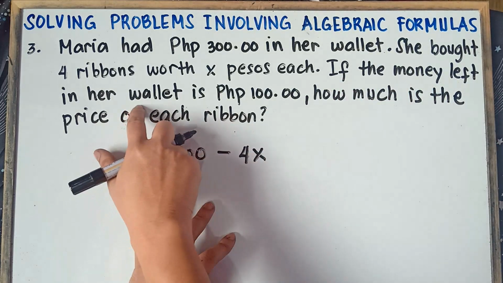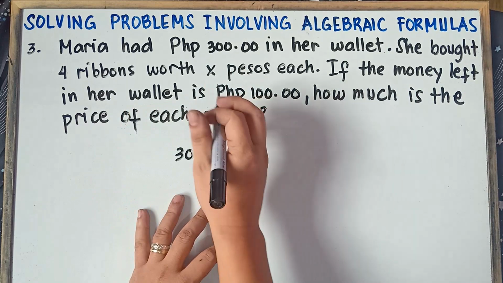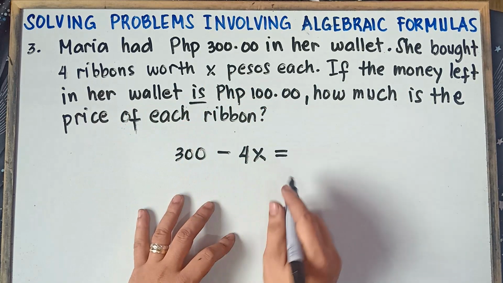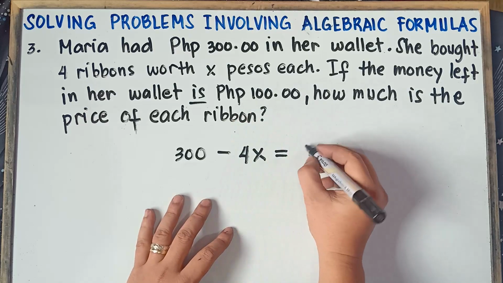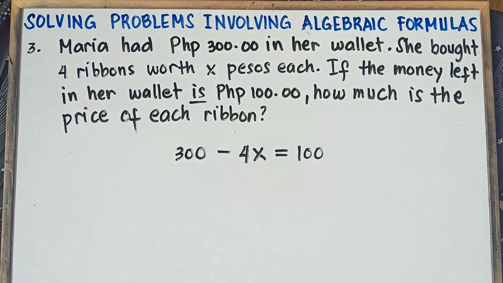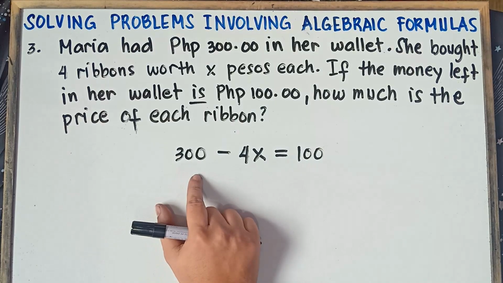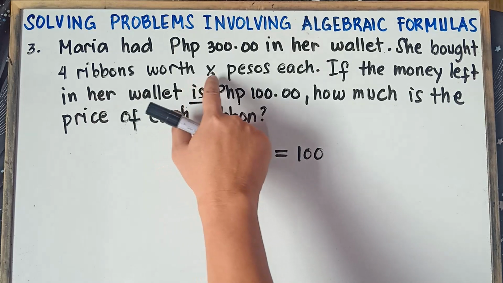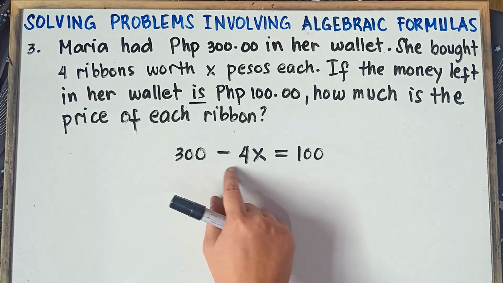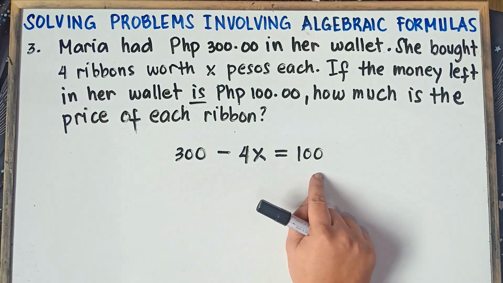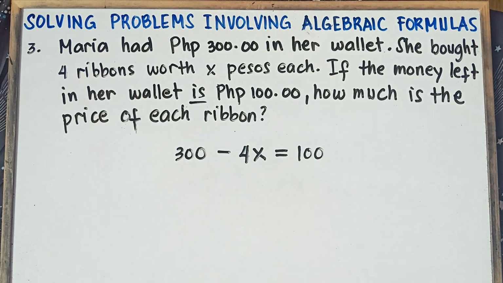If the money left in her wallet is 100 pesos, therefore this will be equal sign. And the money left, that will be only 100 pesos. So therefore this will be 300, starting money of Maria, and then she bought 4 ribbons worth X pesos each. That would be 300 minus 4X equals 100. And then we're told to find the value of X.